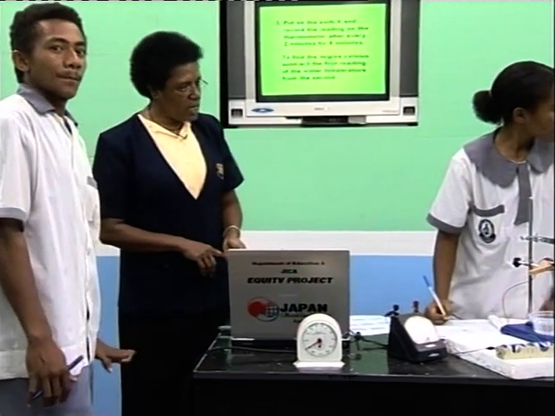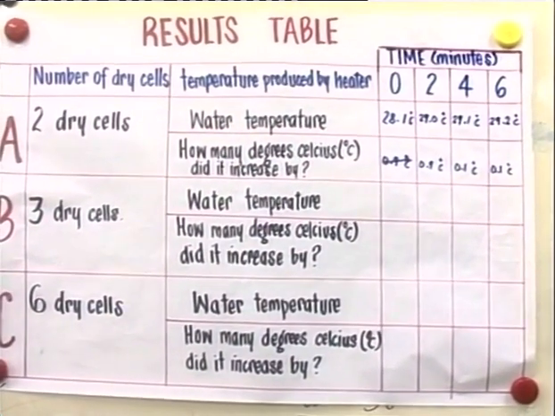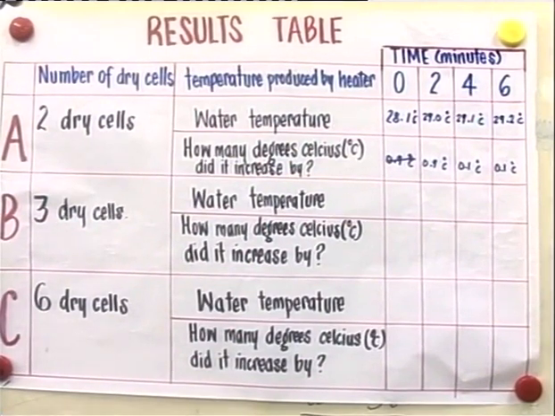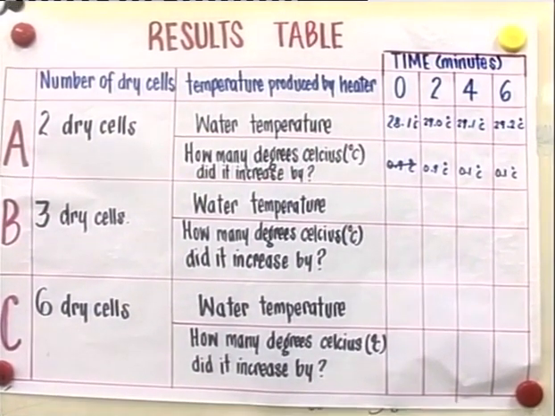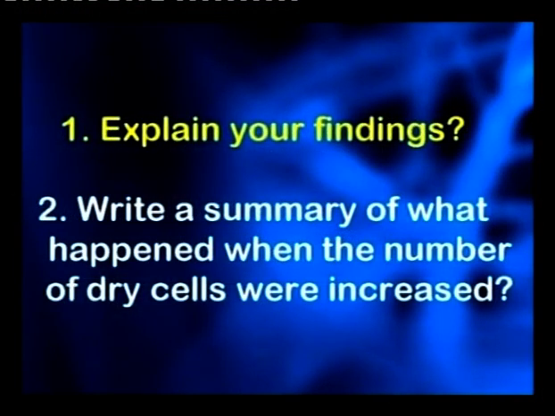Now, I'd like to have the class discuss quickly. There are 2 responses, or 2 statements, that you have, and you are to quickly discuss your findings and also have a summary of what will happen when the number of dry cells is increased. Okay, if I can have you discuss that quickly, and we'll have your presenters present your findings.